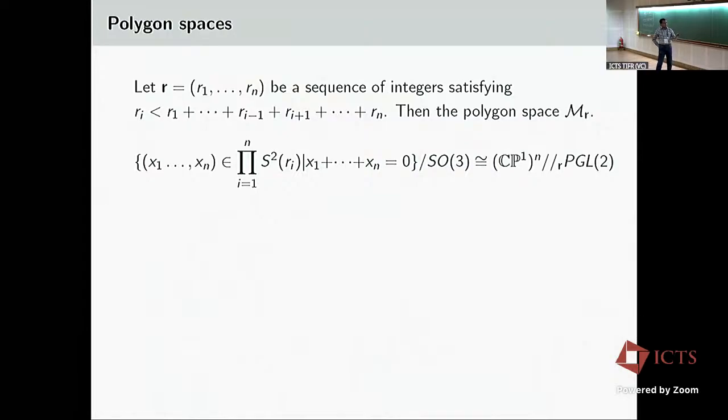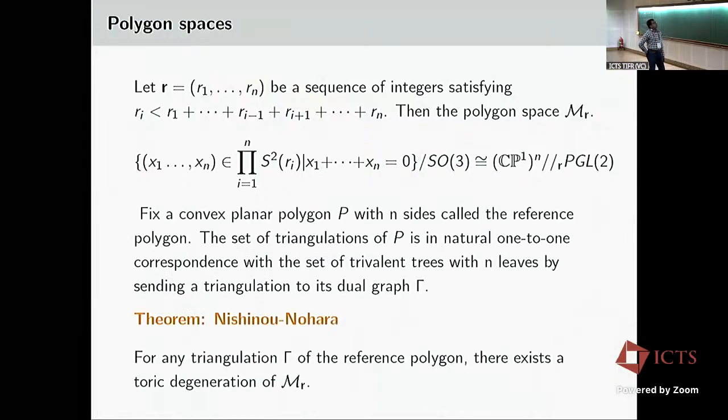As I pointed out, this is exactly the one that has the information about the invariants of tensor products of representations. Fix a convex planar polygon with n sides. It's called the reference polygon, and look at the set of triangulations of the polygon. That's in one-to-one correspondence with caterpillar trees, trivalent trees with n leaves, by sending a triangulation to the dual graph.